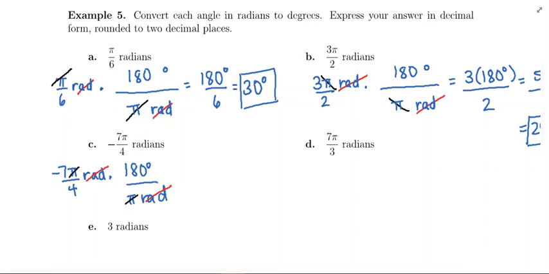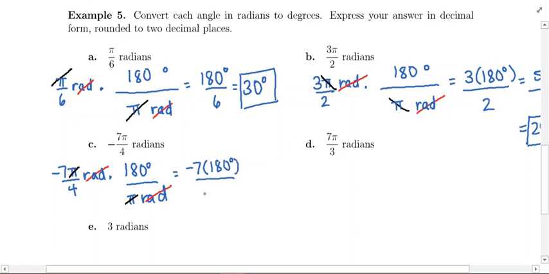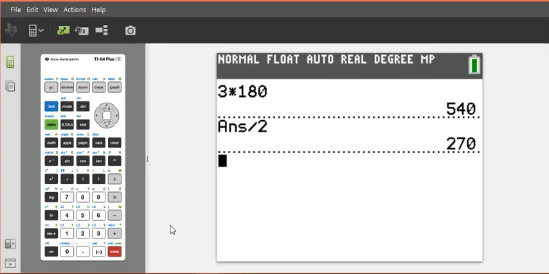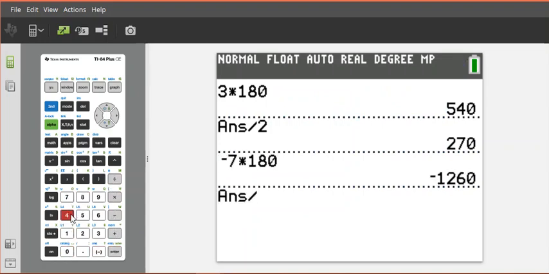For this particular example, multiply your fractions, multiply across the top and across the bottom. This is going to be negative 7 times 180 degrees over 4, because everything in this denominator canceled, so it's just left with 1. 4 times 1 is 4. So let's go to our calculator. We're going to do negative 7 times 180, and then divide that by 4.